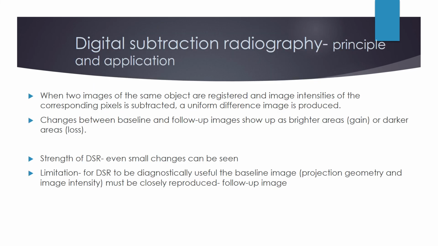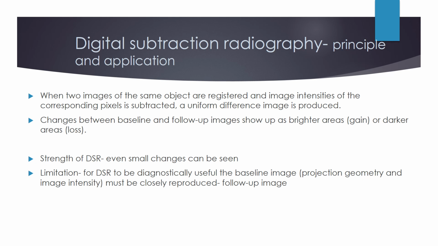What it does is, when two images of the same object are registered and the image intensities of the corresponding pixels are subtracted, a uniform difference image is produced. Changes between baseline and follow-up images show up as brighter areas, which is a gain in bone, for example, or darker areas, which is a loss in bone, for example. So the strength is that even small changes can be seen. You're able to actually tell if your treatment planning has worked.